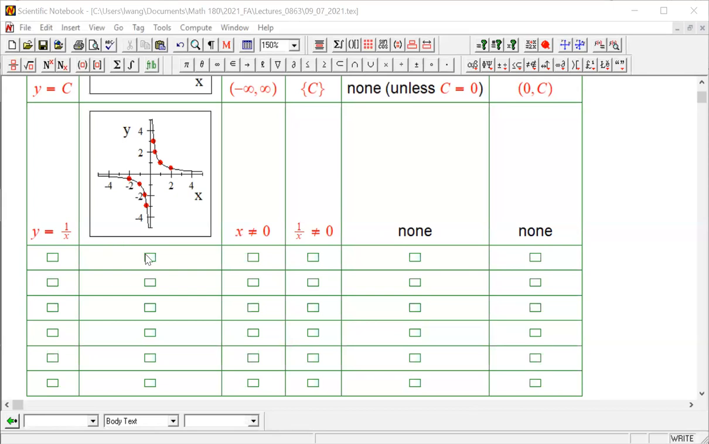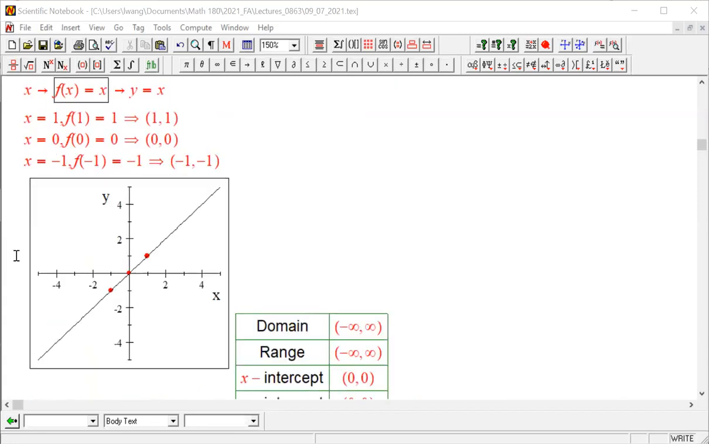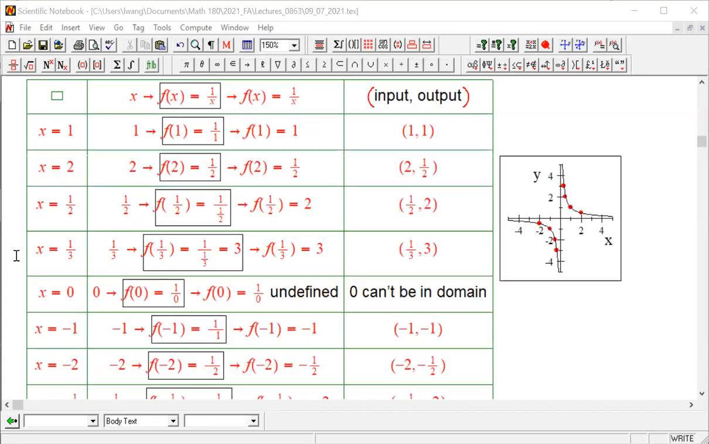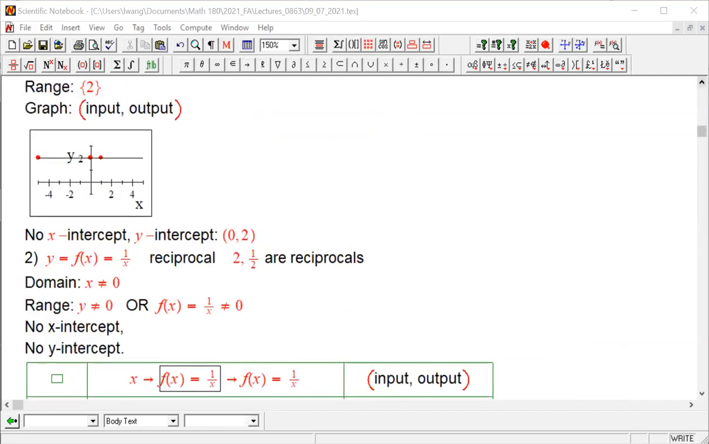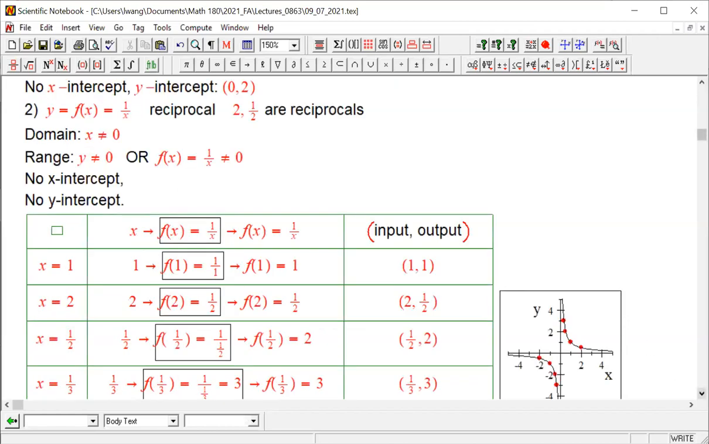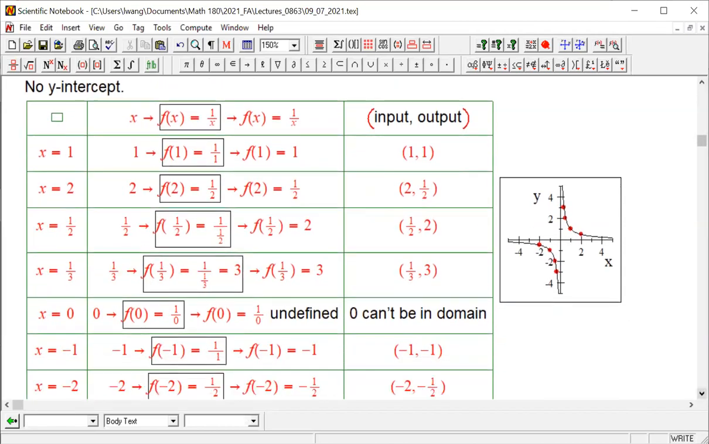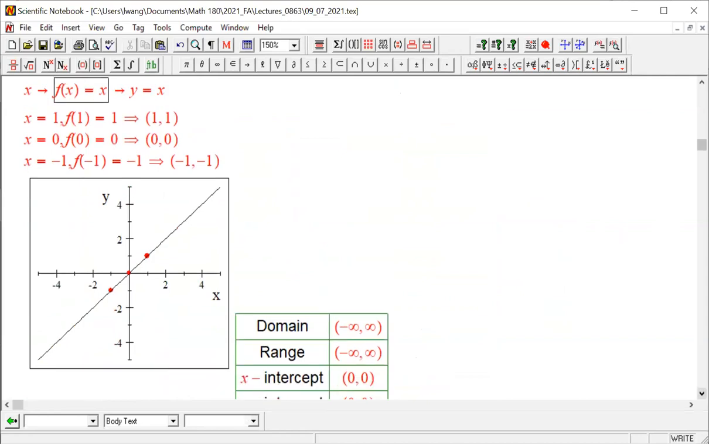That's the second function. Now the third function. If you guys have any questions, please don't hesitate. I will give you time to ask questions. The third function is y equals x. Where is it? We did it, right? This is number 2. Number 3. See, we plotted all these points.